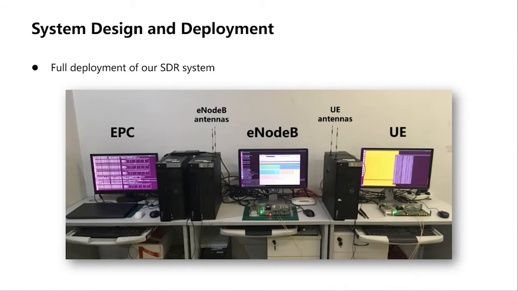And three host machines are needed to deploy our SDR system. Host machine 1 runs the components of the LTE EPC. Host machines 2 and 3 are plugged with peripheral radio devices and run the soft modem programs of the eNodeB and UE respectively. And host machines 1 and 2 are connected to the same router to provide a backhaul link.